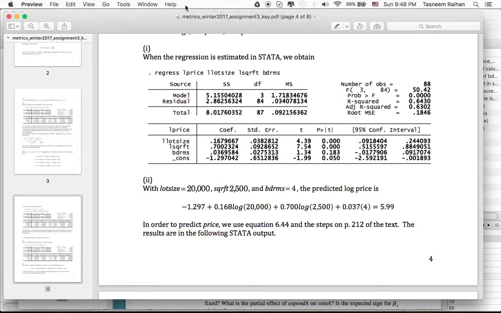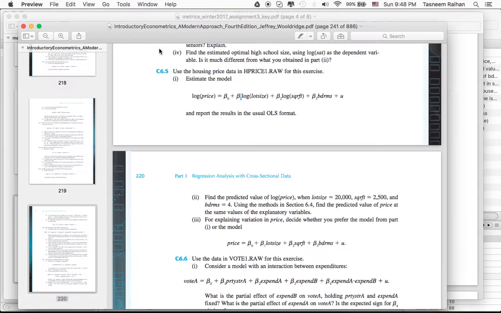Okay. Let's go to the next part of the question. It says, using the methods in section 6.4, find the predicted value of price at the same values of the explanatory variables. So far we have estimated the predicted value of log price. But what if we want to find the predicted value of price from this model? After the estimation that we have done, how do you go about finding the predicted value of price? Not log price, but price.